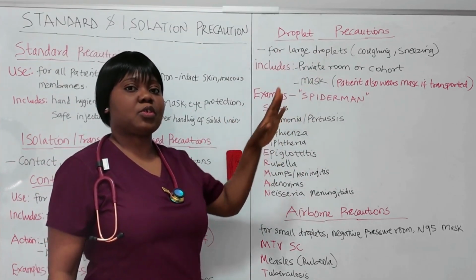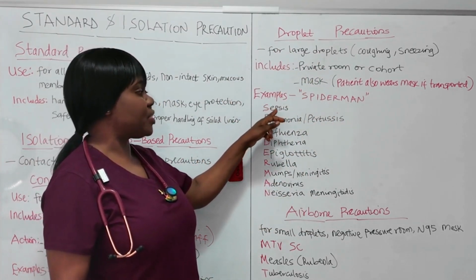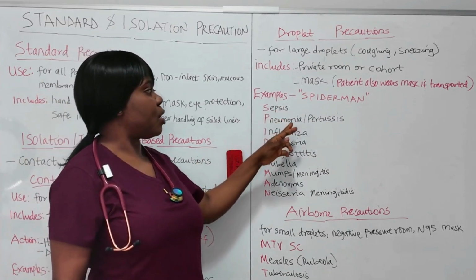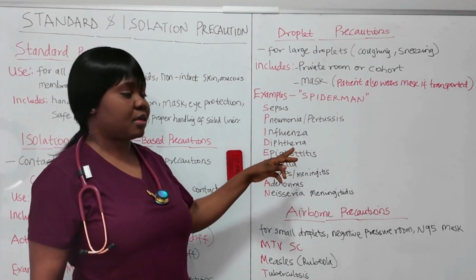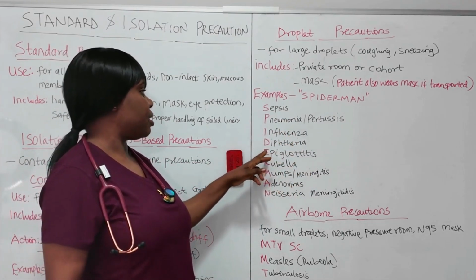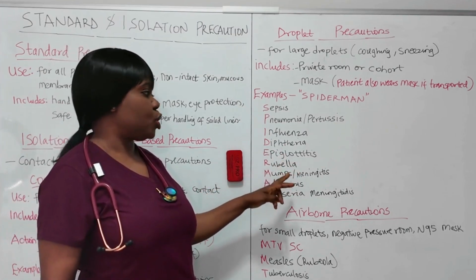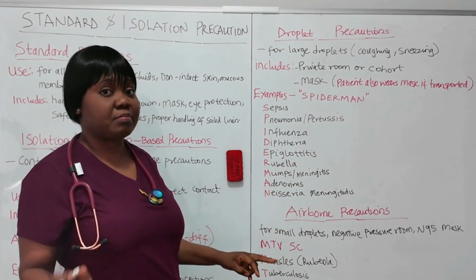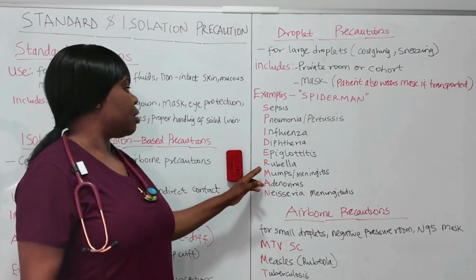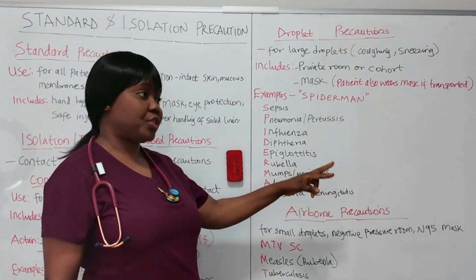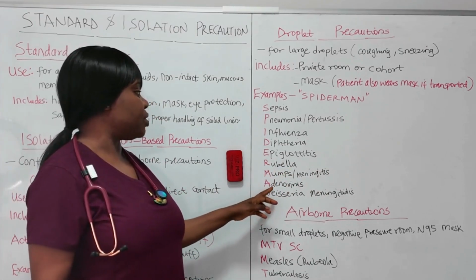Examples of droplet precaution. I use an acronym SPIDERMAN to help you remember. The S is for sepsis, P for pneumonia or pertussis. Pertussis means whooping cough. I is for influenza, D for diphtheria, E is for epiglottitis, R for rubella. Don't confuse rubella with rubeola, which is measles. That will be under airborne precaution. We'll look at it shortly. M for mumps and also meningitis. A for adenovirus.